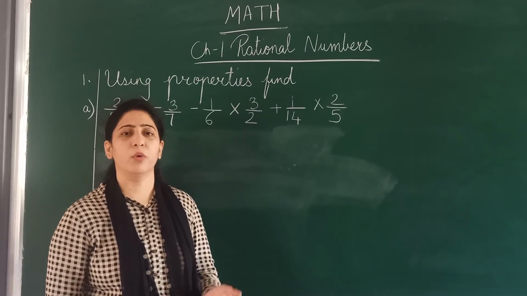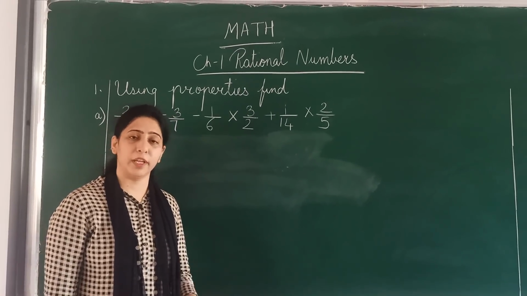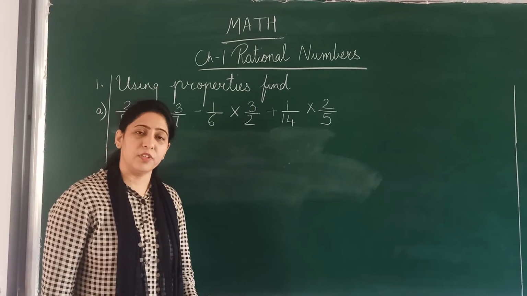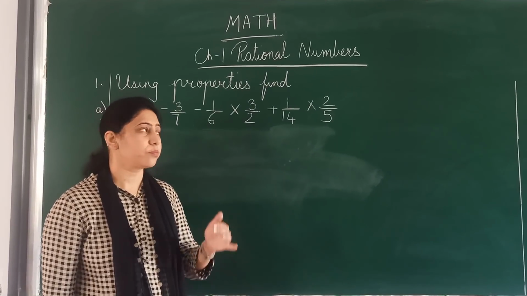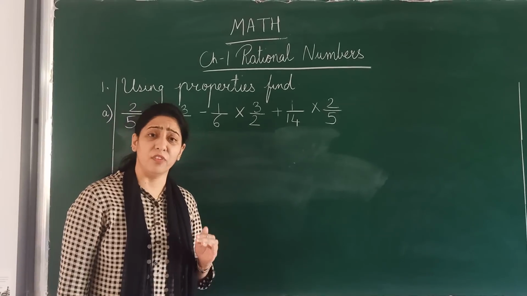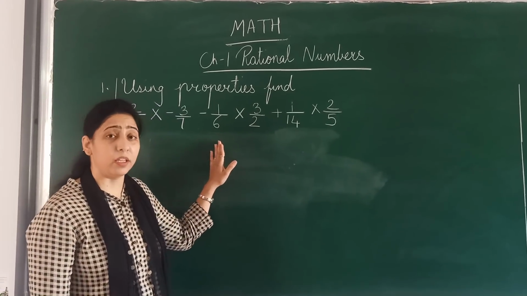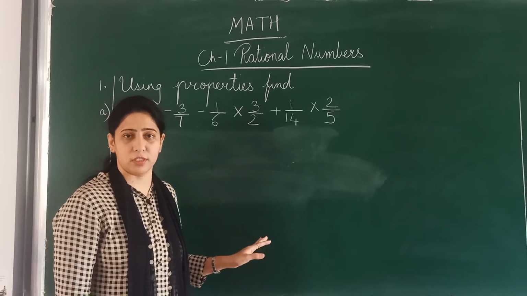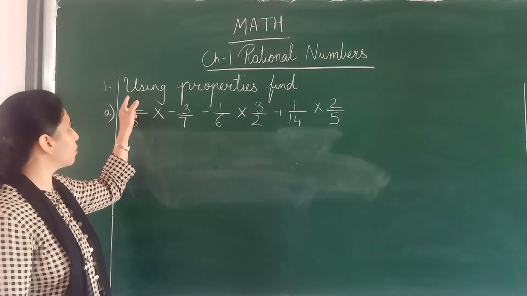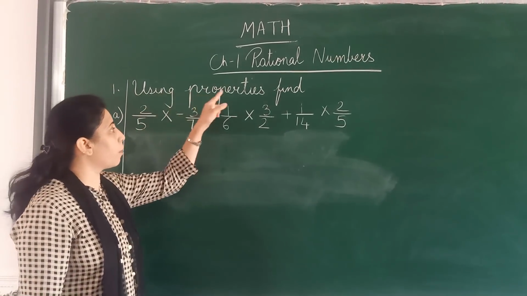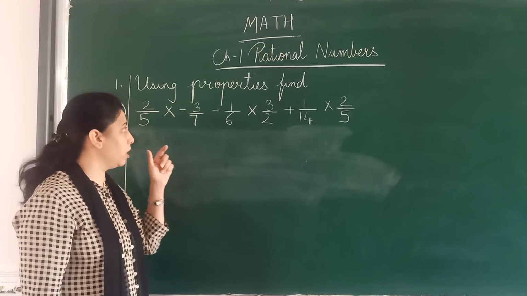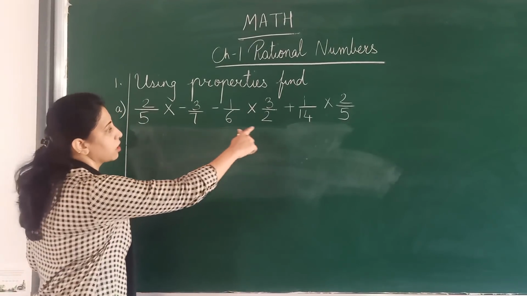Even we have learned about additive identity, multiplicative identity, additive inverse and multiplicative inverse. So whatever properties we have learned, that we are going to apply here in these sums and solve the sums. Now for example, the question number 1, using properties find the sum. So what are you going to do now? The sum is given on the board.